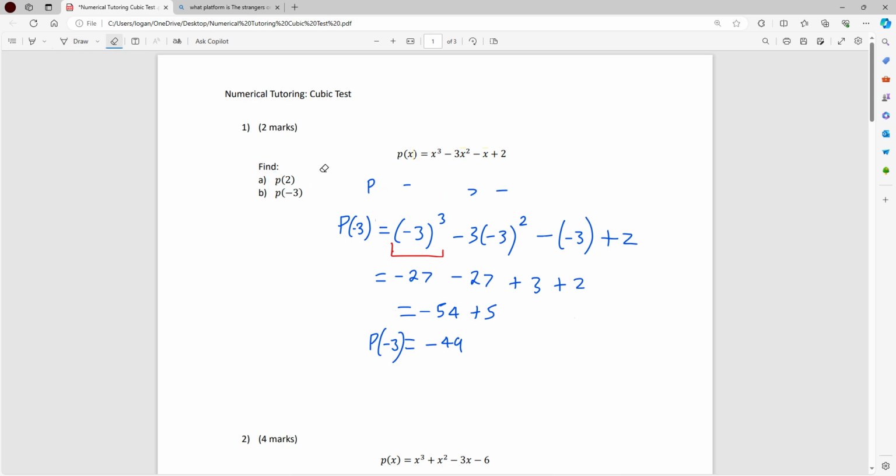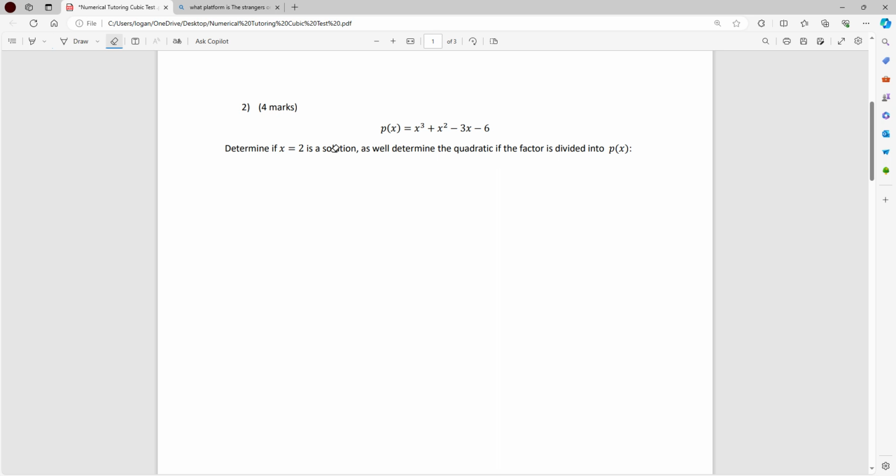I won't need to rub that out, I've got enough room. Right, so question 2 is worth 4 marks, mainly because there are some complex bits involved, to do with long division and what you're actually doing for the question. So P of x is x cubed plus x squared minus 3x minus 6. Determine if x equals 2 is a solution, as well as determine the quadratic if the factor is divided into P of x.